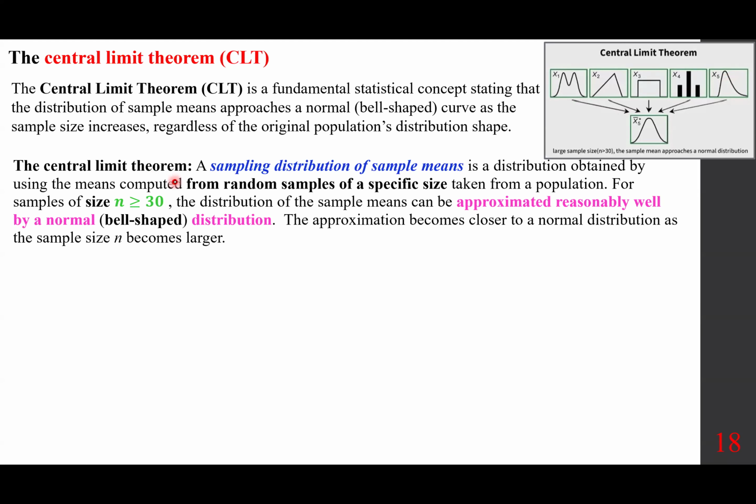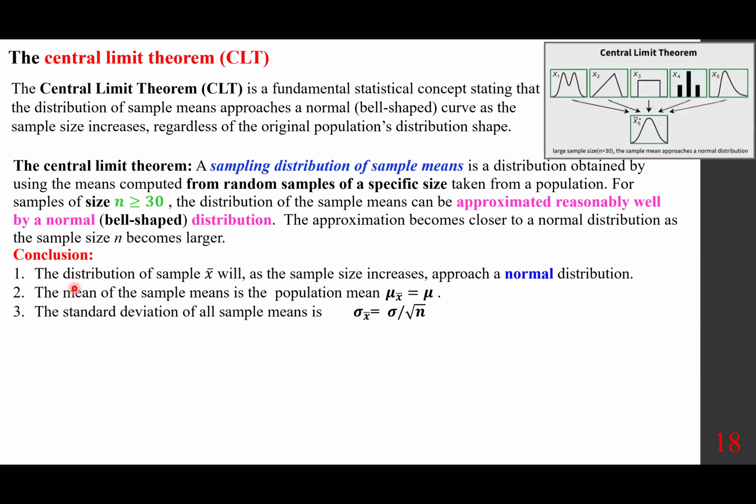The central limit theorem. A sampling distribution of sample means is a distribution obtained by using the means computed from random samples of a specific size taken from a population. For samples of size n larger than or equal to 30, in some cases just 30, but larger than or equal will do the job, the distribution of the sample means can be approximated reasonably well by a normal, meaning a bell-shaped, distribution. The approximation becomes closer to a normal distribution as the sample size n becomes larger.